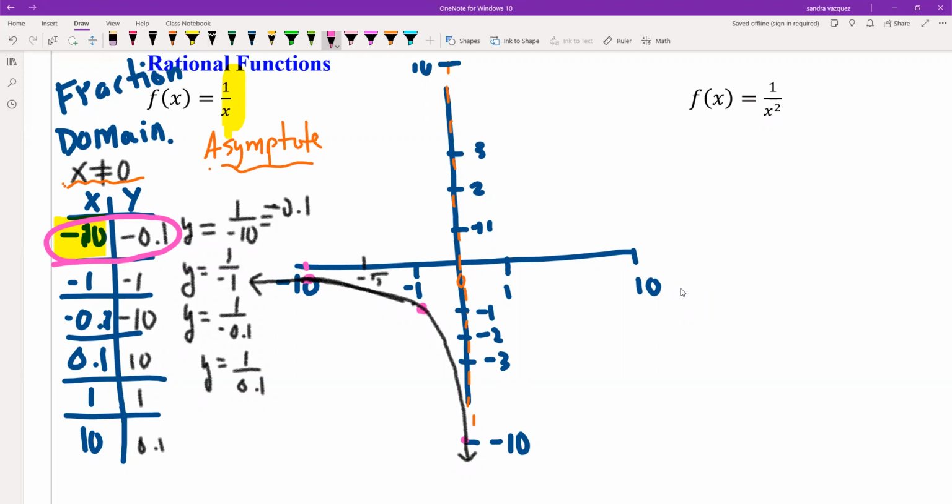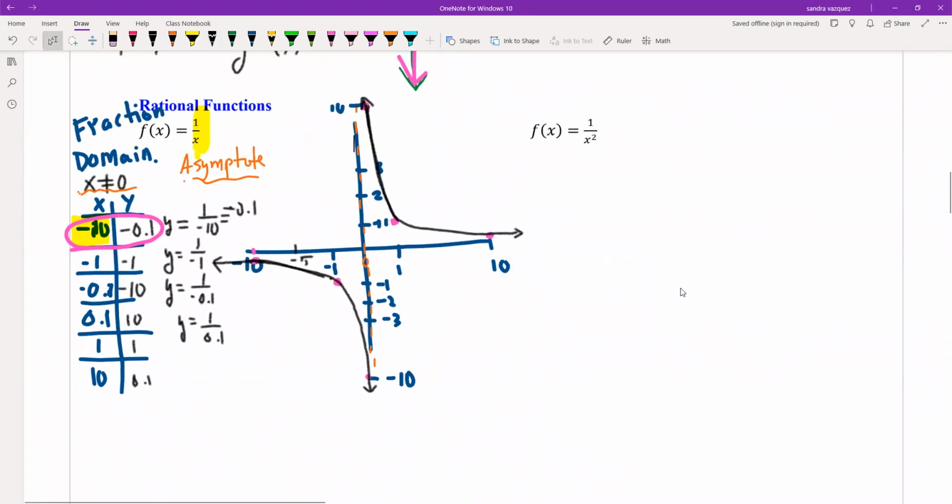0.1, it will be 10. So somewhere over here. And then we have 1, it will be 1. And then you have 10 and it will be 0.1, something very small. So then you can see that it will go here like this. That will be the graph.